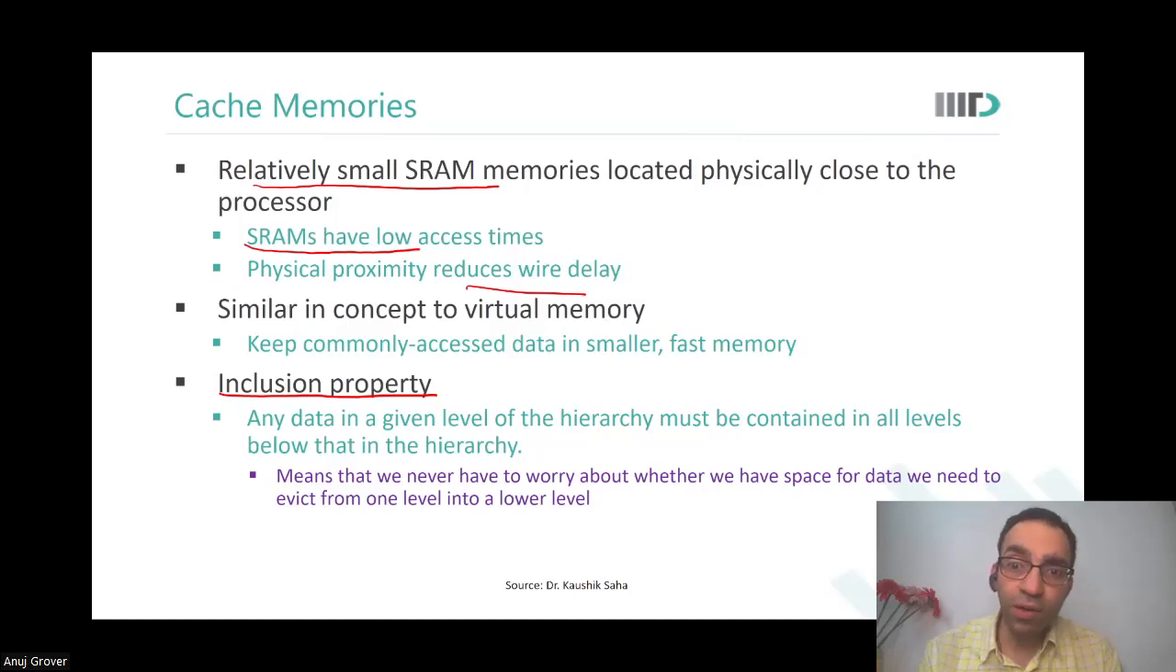Anything else that you can think of? No, sir. Anyone else who can think of something else? Sir, can this be due to maintaining cache coherency? Yeah, so that is the question. Why do we need to maintain cache coherency?